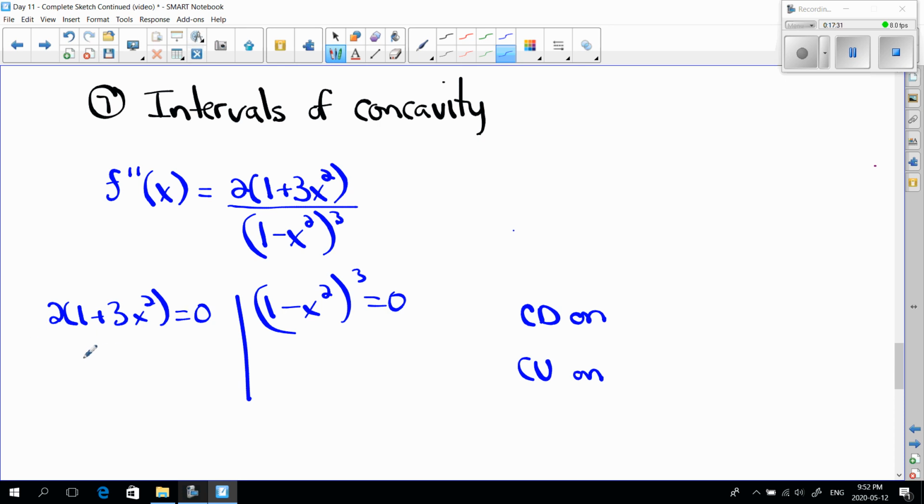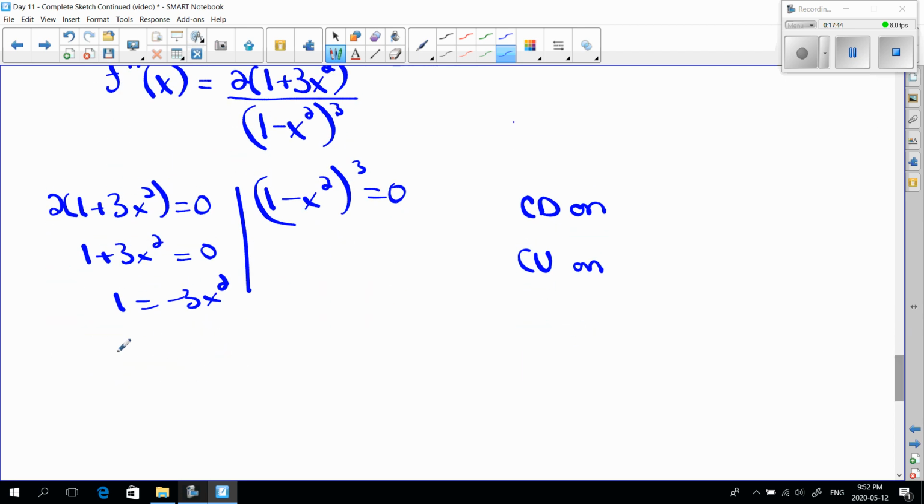So in this case, I would divide both sides by 2. Then I would subtract 3x squared from both sides, divide both sides by -3, and then I'll take the square root of both sides. Well, I can't take the square root of a -1/3. That means there is no critical value. This is impossible. There's no value of x that's going to make that 0.